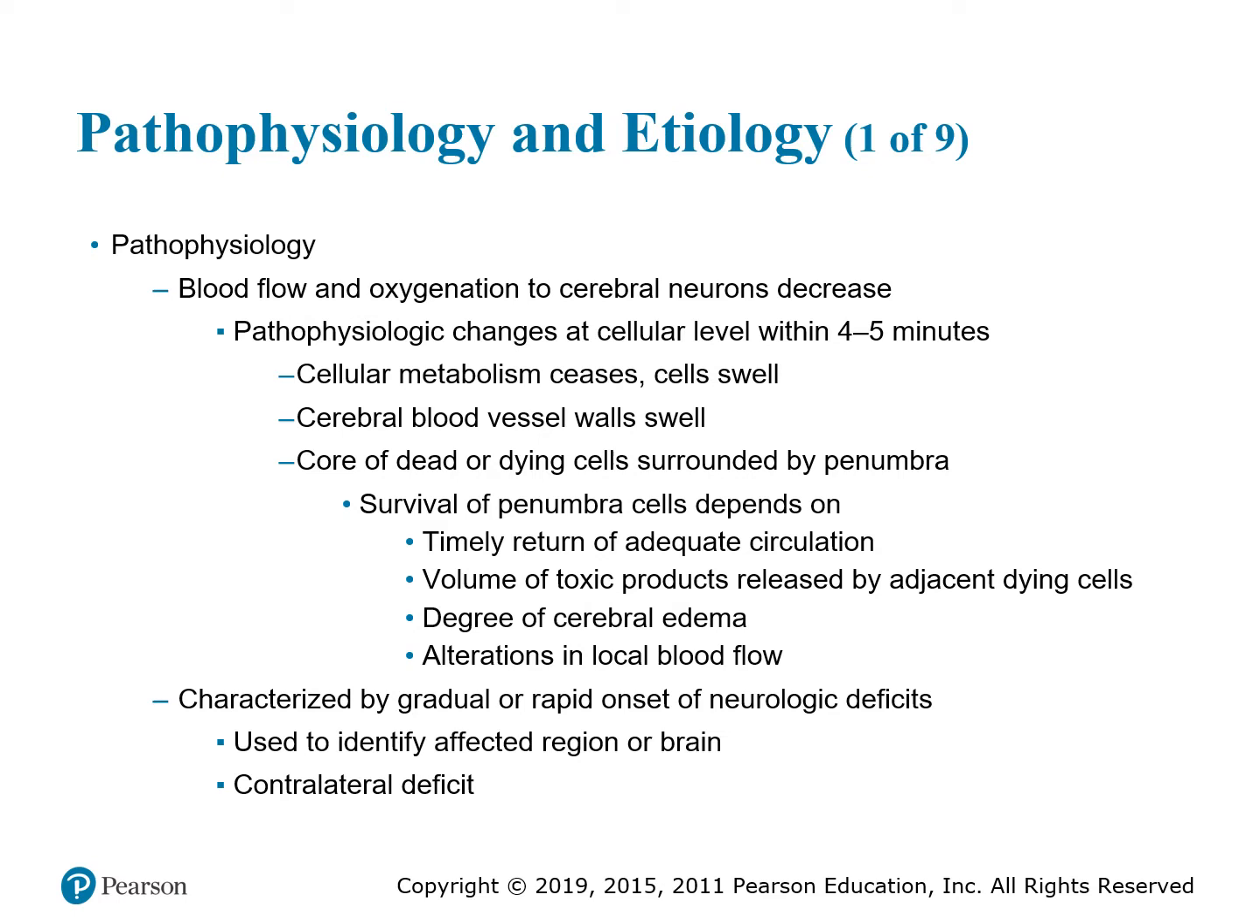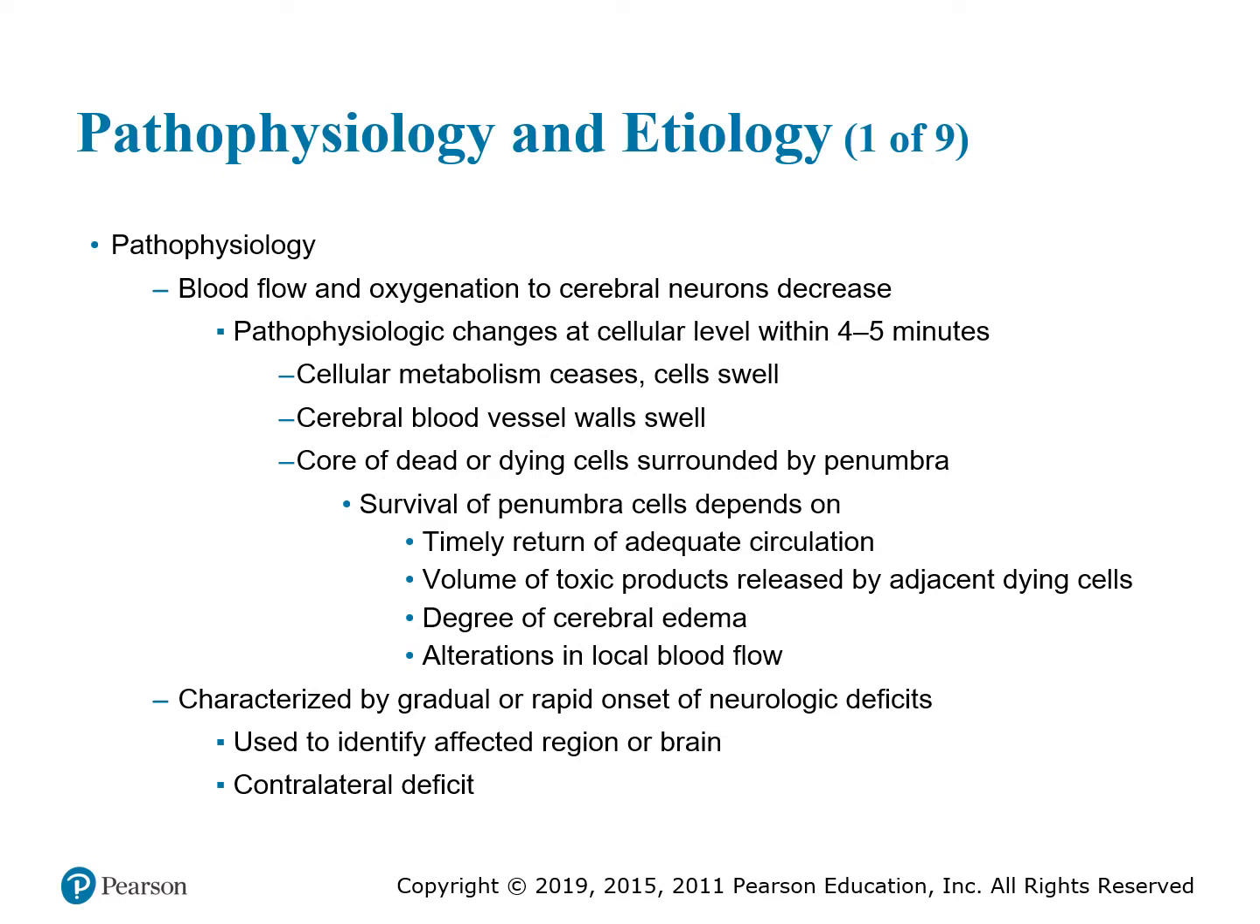So if I have a stroke on the left side, my right side's going to be affected. If I have a stroke on the right side of my brain, then the left side of my body will be affected. So for example, if I have a right brain stroke, you'll see symptoms on the left side, paralysis, those type of things. If I have it on the left side, I'll see symptoms on the right side of my body. This is known as contralateral deficit.